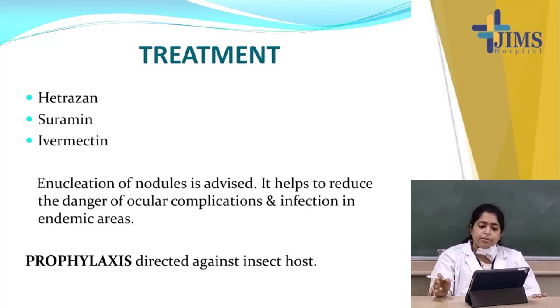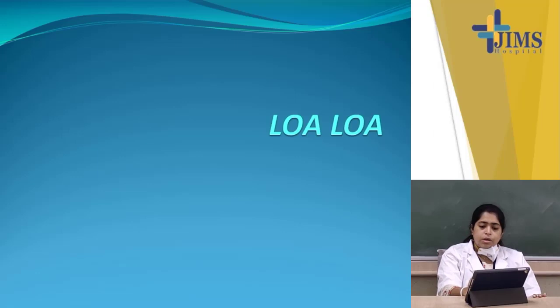Again, ivermectin is there, and enucleation of the nodules is advised. It helps to reduce the danger of ocular complications and infection in endemic areas. So we know the adults reside in these nodules. If we excise the nodules, we are removing the adult worms. It thus limits the release of the microfilaria. So enucleation of the nodule is advised. Prophylaxis is mainly directed against the insect host. Okay. So this was all about Onchocerca volvulus.